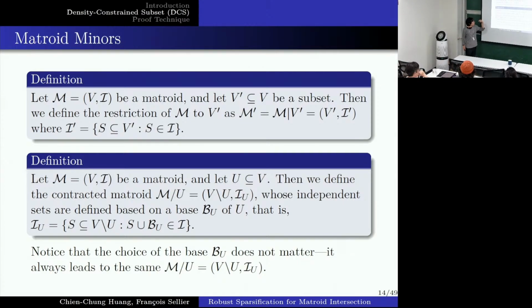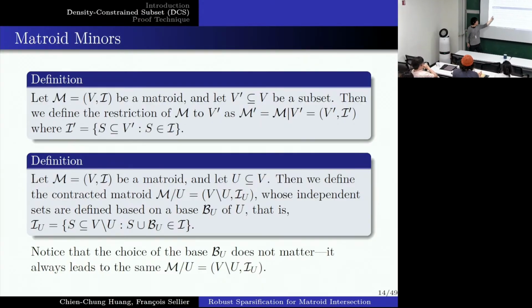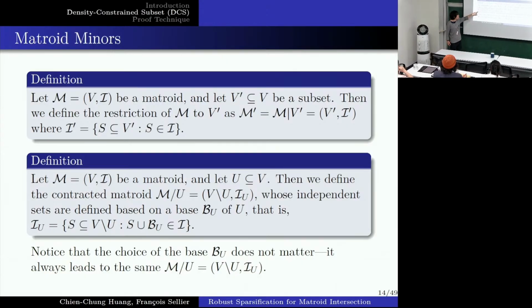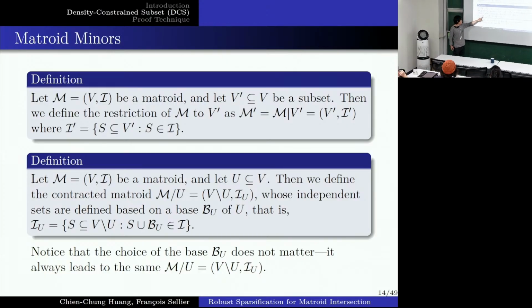So U is a subset, and then you choose any base. The condition is that if you want S to be independent in the new matroid, it has to be the case that S and this base together are independent in the original matroid.